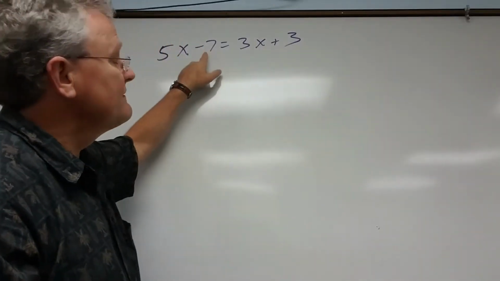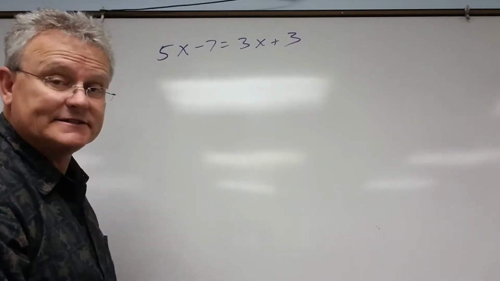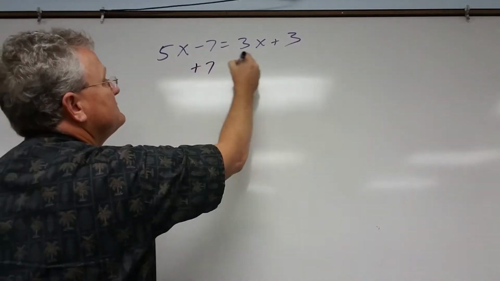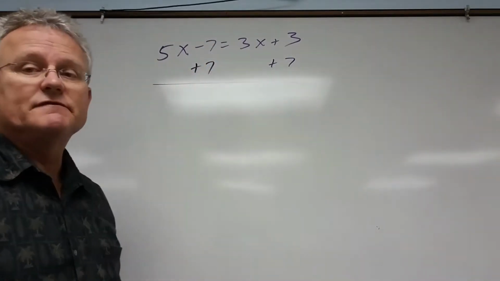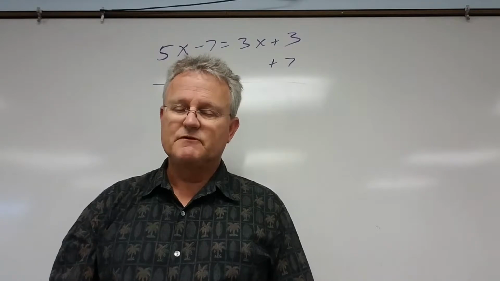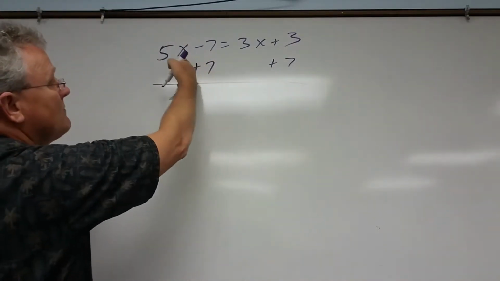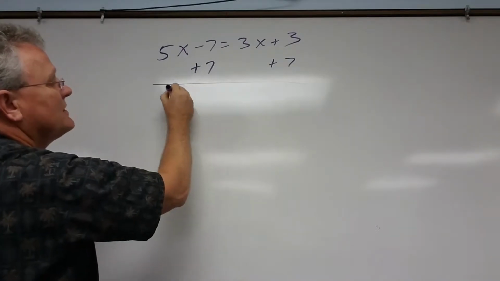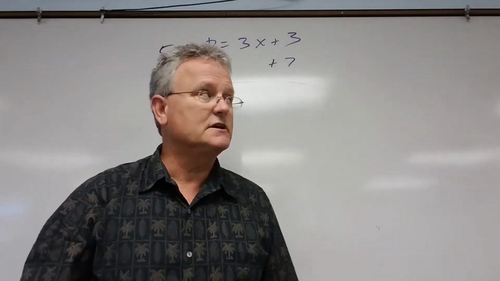In this case, 7 is subtracted. The opposite is add 7, so we add 7 to both sides. -7 and 7 add up to 0. Again, we need to explain this before we just start saying they cancel. They add up to 0, and 5x plus 0 is 5x. That's what we mean by cancel in this case.